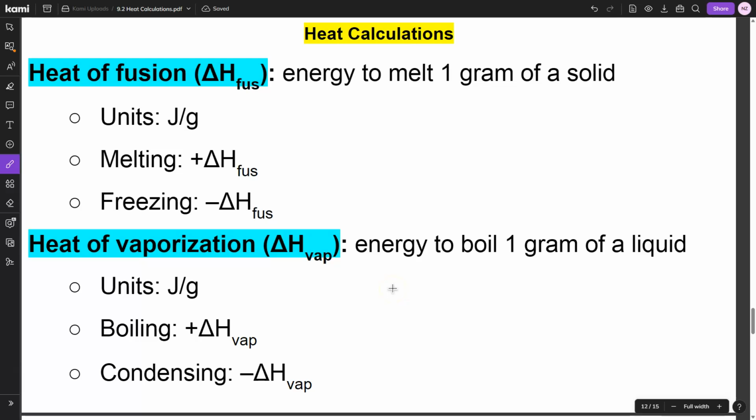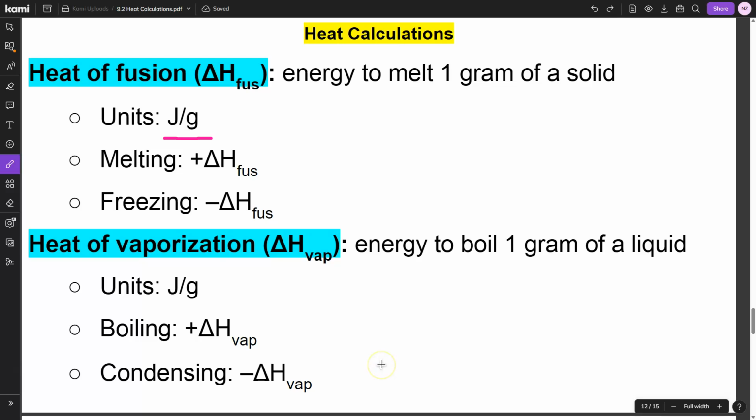Heat of vaporization is where you go from liquid to gas or gas to liquid, depending on the direction you're going. If you're going from liquid to gas, it's going to be positive because you are vaporizing and you are absorbing that energy. When you are condensing, you're going from gas to liquid, you are losing energy, so it's going to be negative. Now notice our units are just joules over grams.